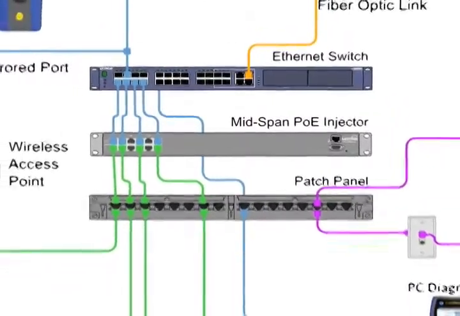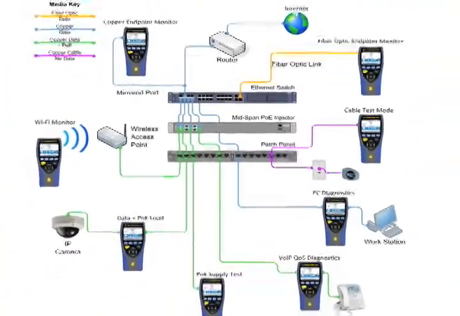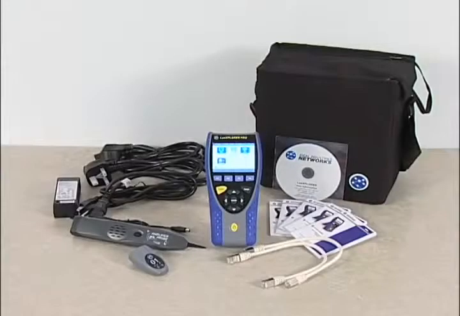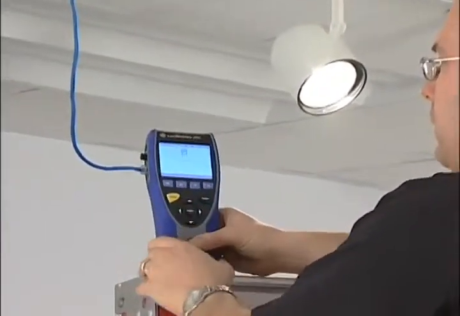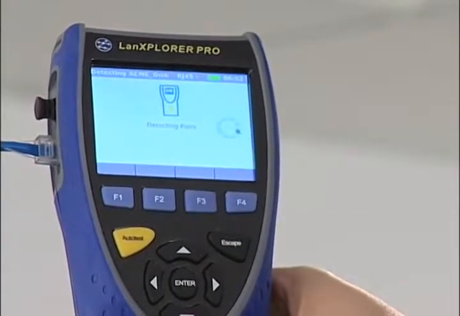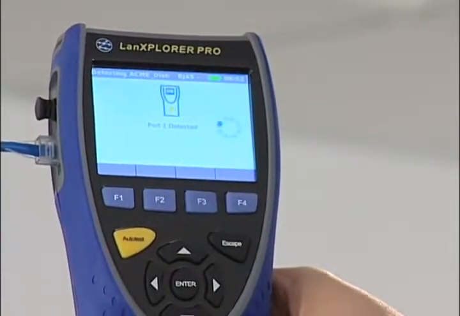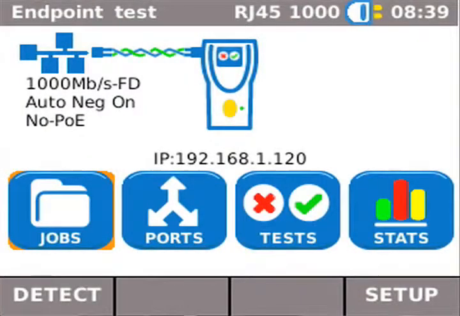The Ideal Lan Explorer is a versatile tester that can analyze network performance and provide data based on where it's inserted in the system. Each application will be demonstrated using the top-of-the-line Lan Explorer Pro model. Copper endpoint testing is done by plugging the Ethernet cable into the RJ45 port on the left side of the unit. Lan Explorer immediately detects the network configuration, and the main screen will display important parameters including link speed and type, straight or crossover connection, PoE status, and the IP status.